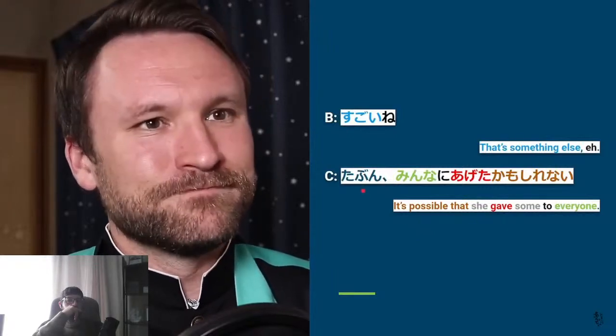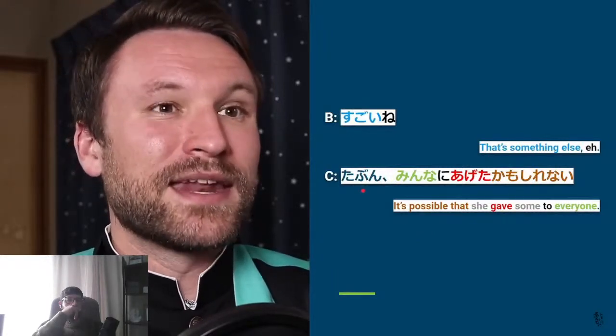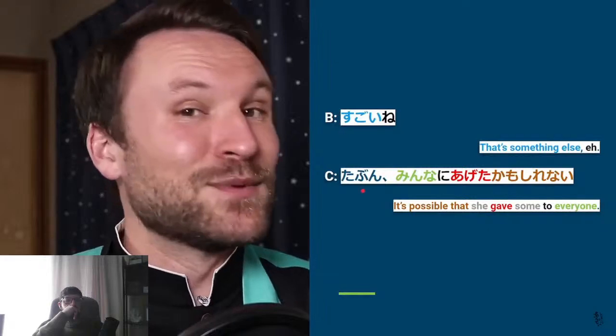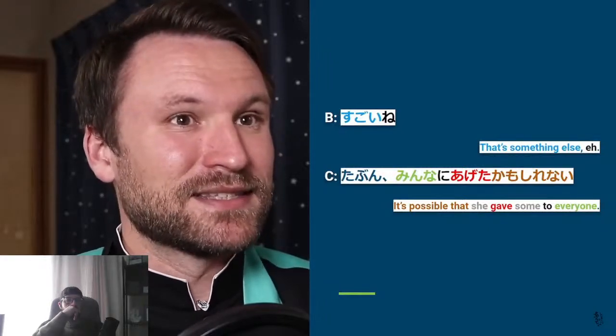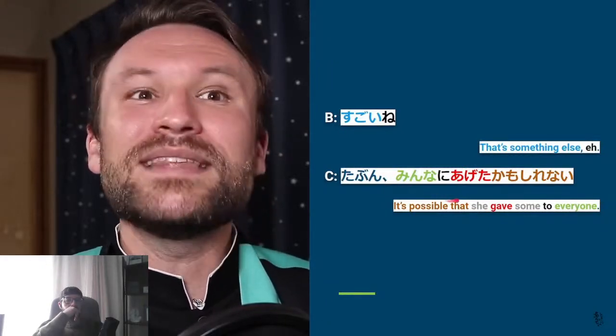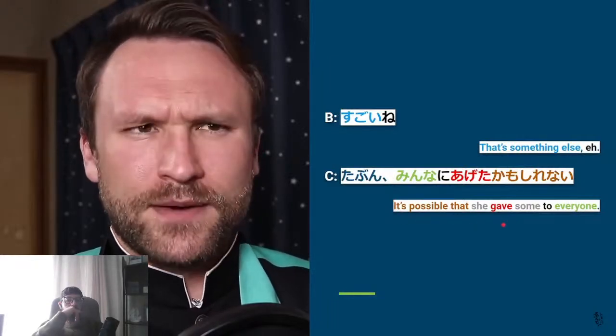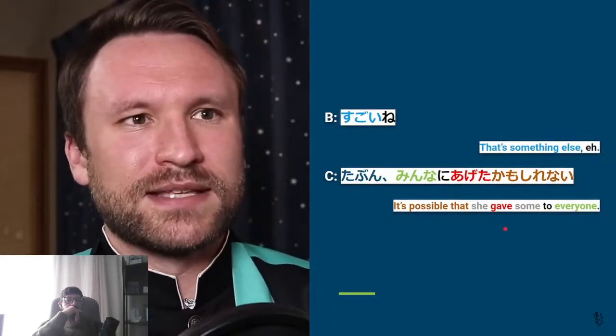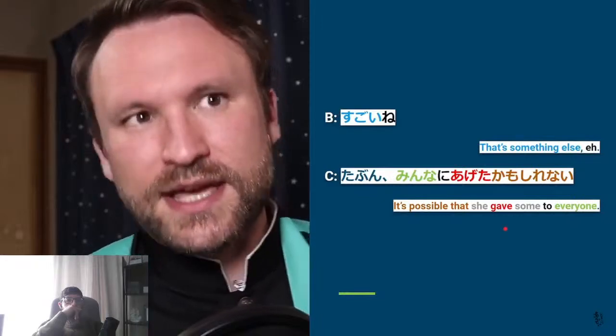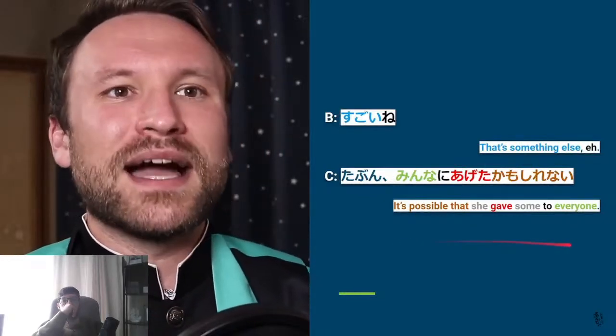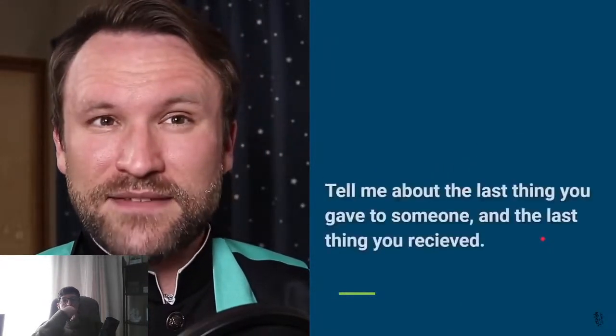多分 also means maybe, and it often marks that a かもしれない is about to come at the end of the sentence. 多分みんなにあげたかもしれない。It's possible that she gave some to everyone. 多分 plus かもしれない。多分 sort of marks that かもしれない is coming. 多分みんなにあげたかもしれない。It's possible that she gave some to everyone.